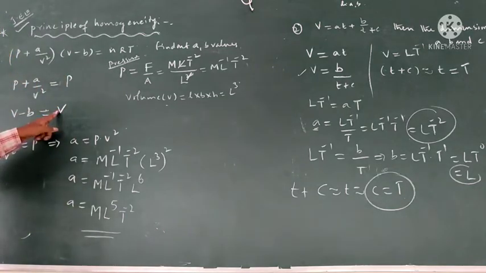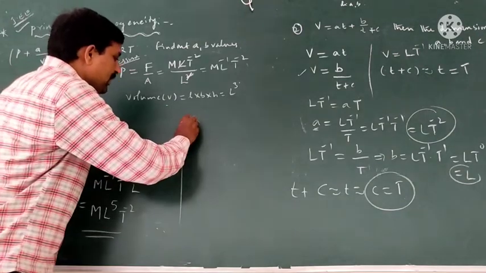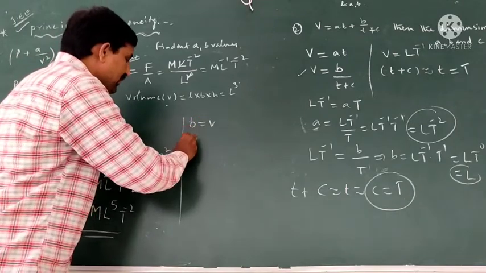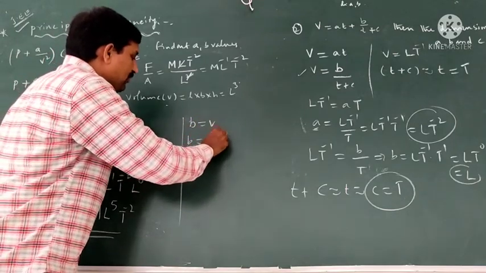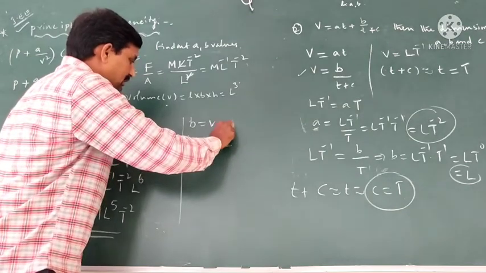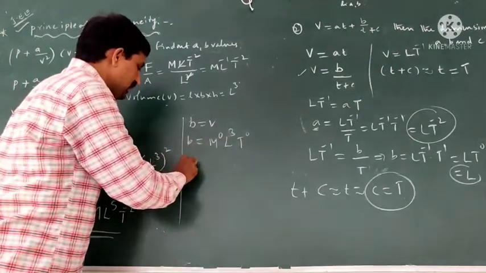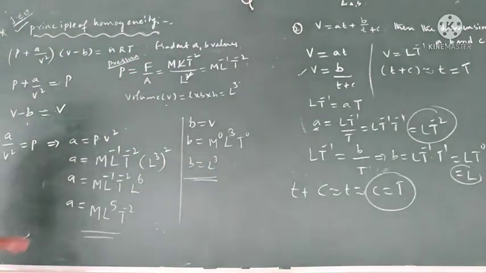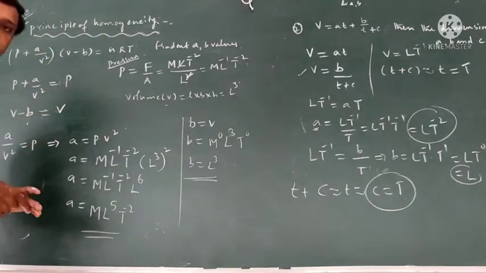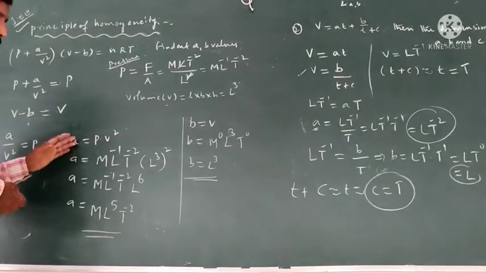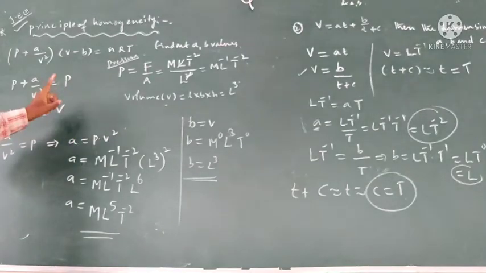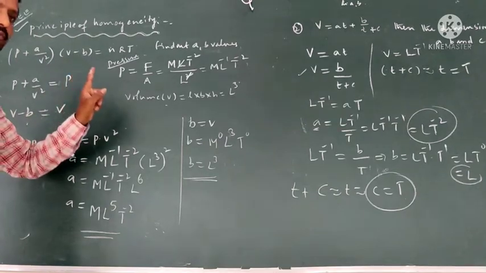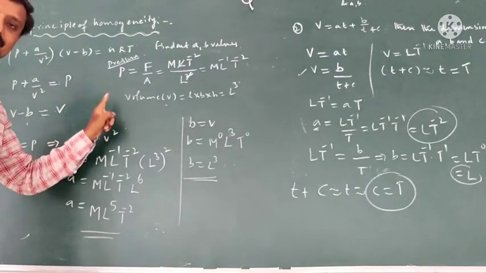And again the dimension formula of b. So V minus b is equal to, so b is equal to V only here. V means volume, dimension formula M^0 L^3 T^0. So b is equal to L cube. So this is the dimension formula of b. So by using the principle of homogeneity, we can solve some problems. So once again I repeat, what is called the principle of homogeneity? Same dimension quantities can be added or subtracted.